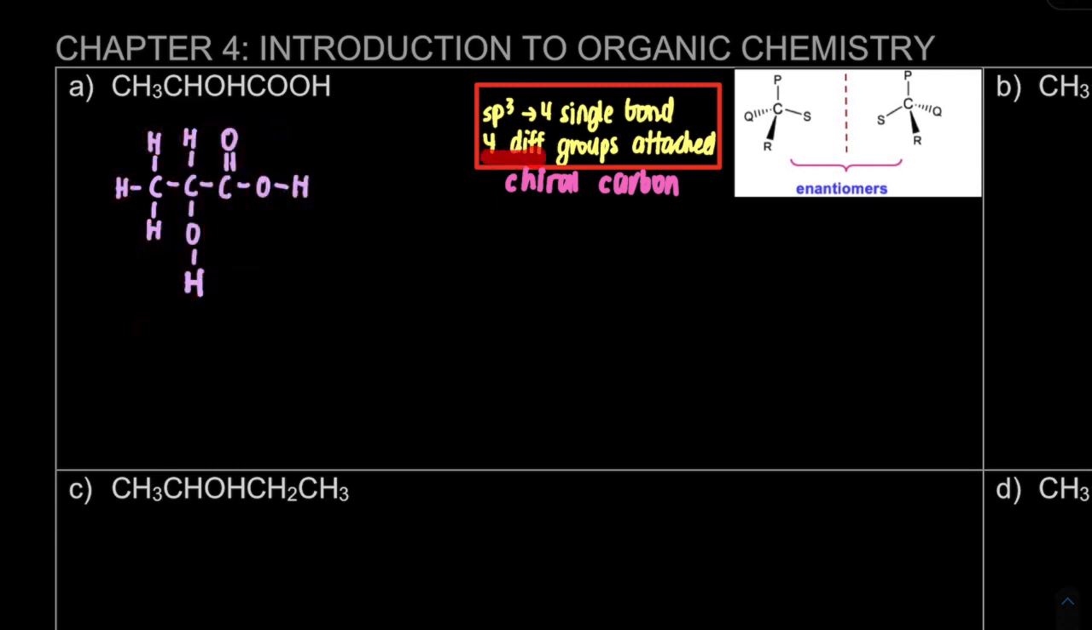So there is no 4 different groups attached to this carbon. Sebab the 3 one is actually similar lah. So dia bukan 4 different group. Hence this carbon is not a chiral carbon. Next, what we're going to check, the carbon next to it lah.